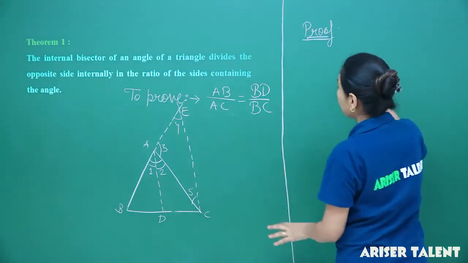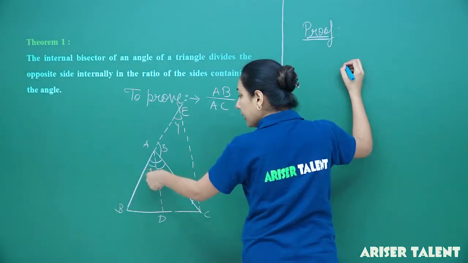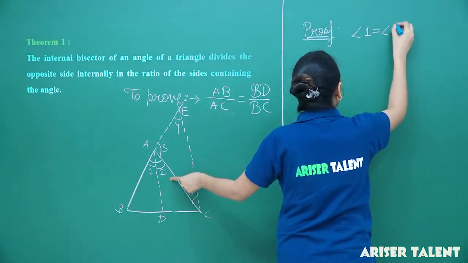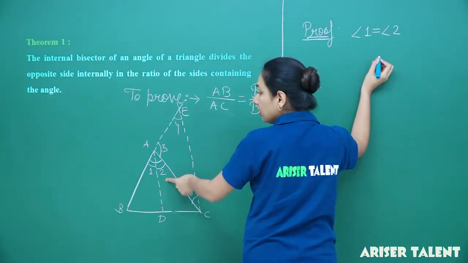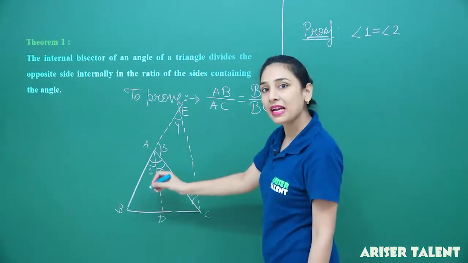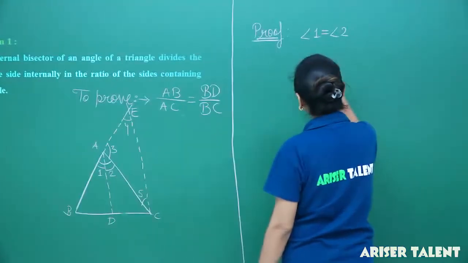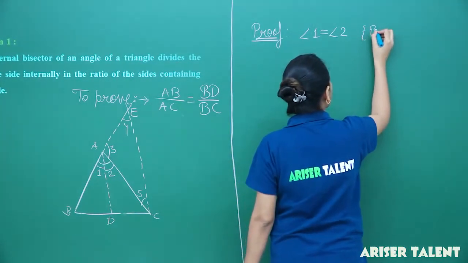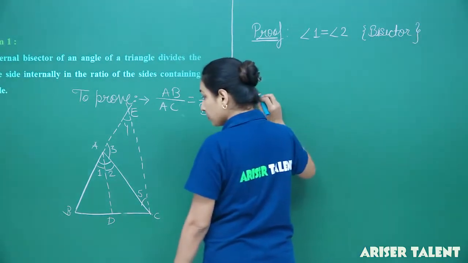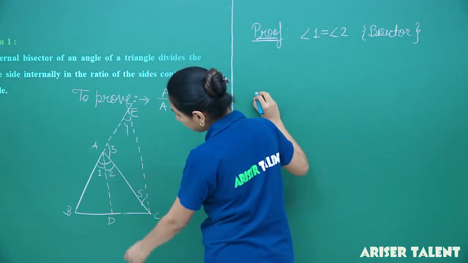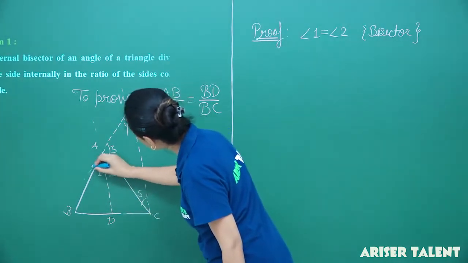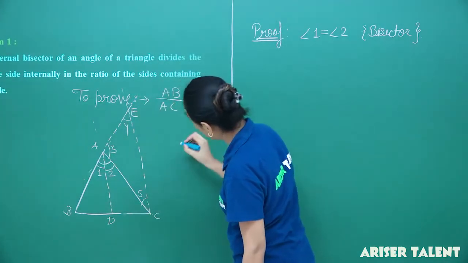Now, angle 1 is equal to angle 2. Why? Because we have bisected this angle; this is a bisector. So, angle 1 equals angle 2 because it is bisecting. Now, you can see that this line and this line are parallel lines and this line is cutting them.